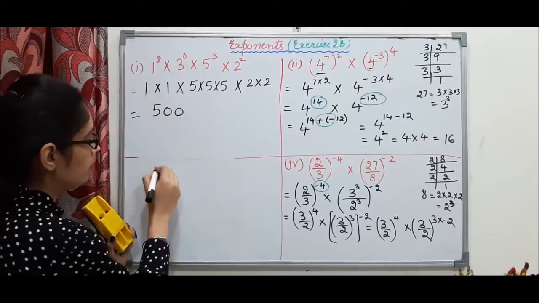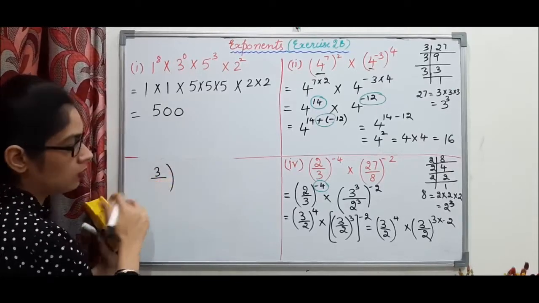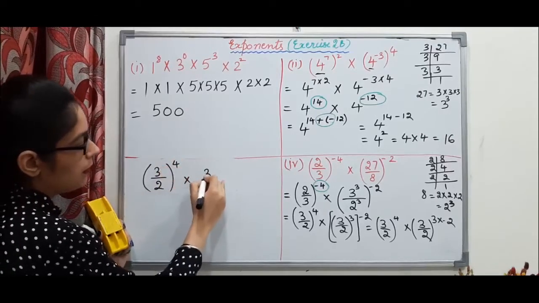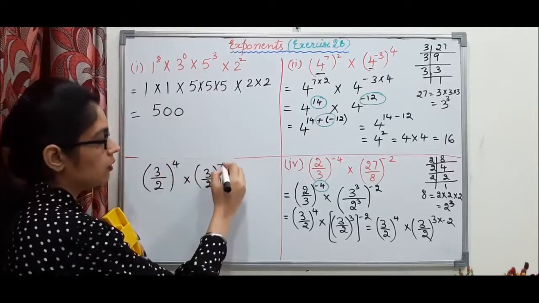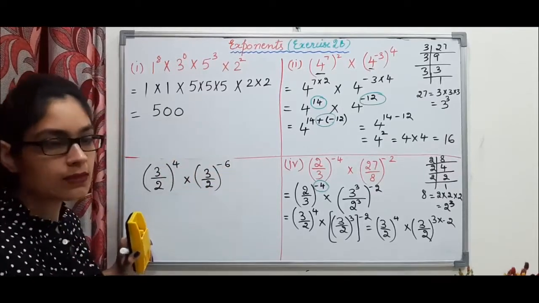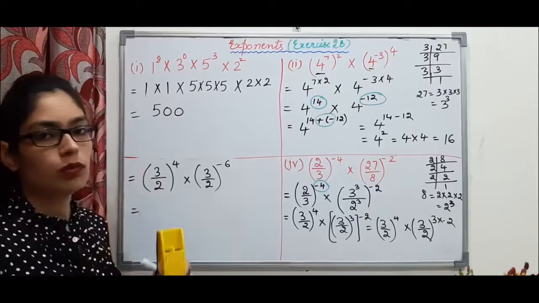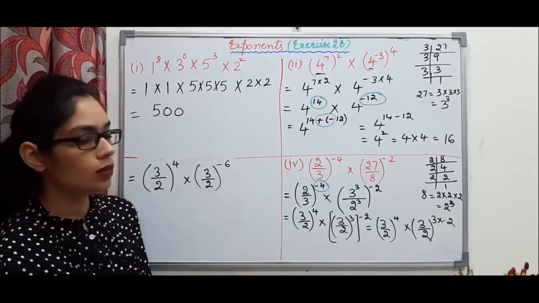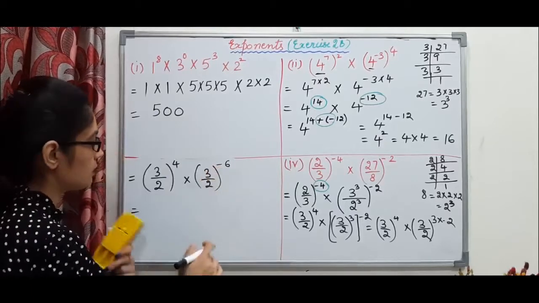So I will write it (3/2)^4 into (3/2)^3 into minus 2. So 3 into minus 2 is minus 6, because when we do multiplication, if a single minus sign is there, then our answer will also have a minus sign. So 3 into minus 2 will give us minus 6.